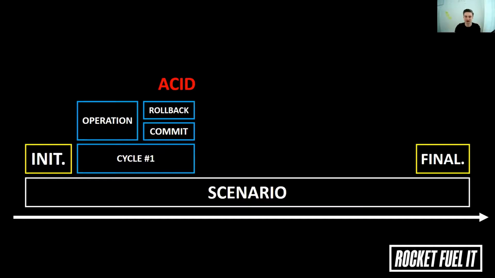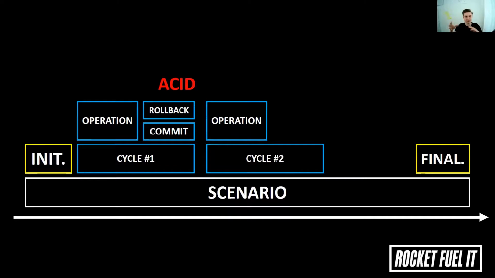So you can't roll back an email. That's the point. So after you've run one cycle, so you basically ran the scenario once, you executed the modules, everything has been successful, and all the changes have been committed. Then the next cycle occurs.